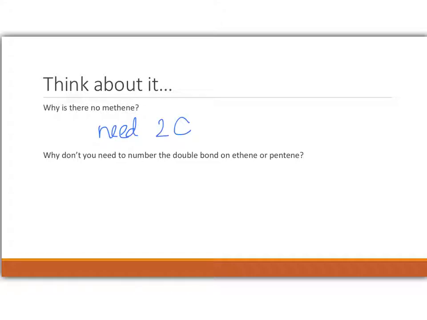Now, as far as ethene and pentene, think about the structures. Ethene essentially looks like this, with 1C, 1C, and your H is coming off of it. Can I ever draw that with the carbon double bond in a different position that would require a number? There's only one option for where the double bond can fall, so I don't need to include a number there.